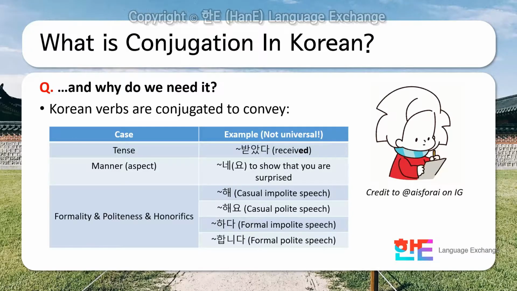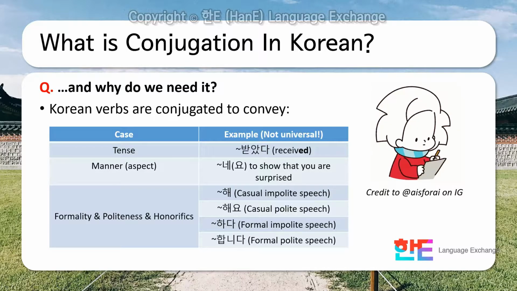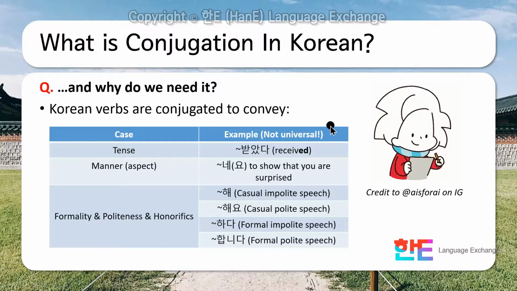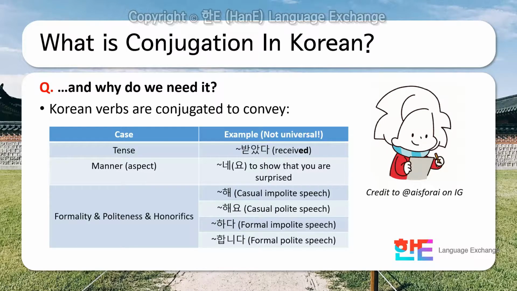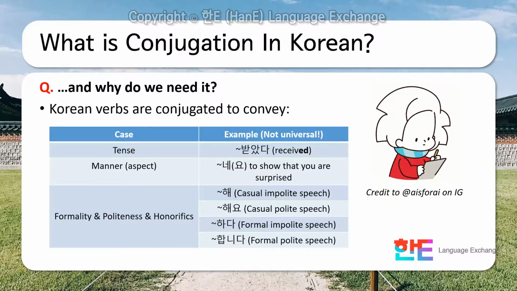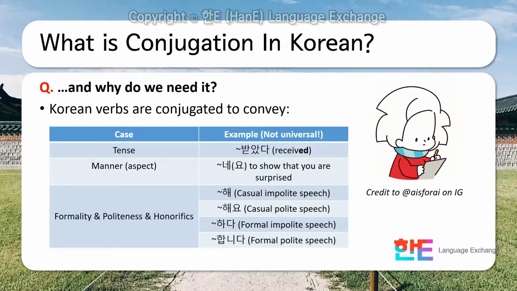So here are some examples of what conjugations in Korean can convey. I will contrast it afterwards with English conjugations as an example of what conjugations look like in other languages. So in Korean, we have conjugations to convey tense. So basically past tense, present tense, future tense. We all know the deal. But basically in Korean, they are reflected in conjugation use. For example, we have 받았다, which is basically the past tense of receive, to receive.